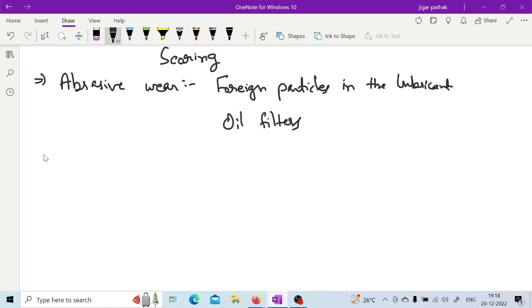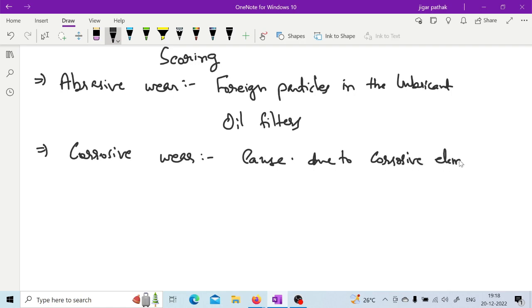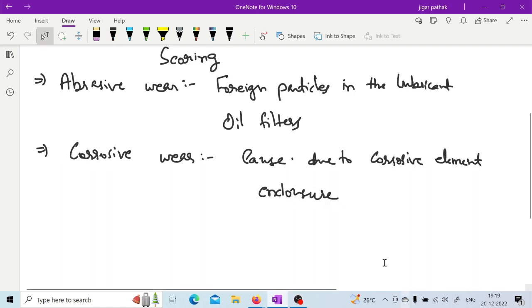Next is corrosive wear. It is caused by some corrosive element, actually some external contamination or some extreme pressure conditions. All these things are going to lead to corrosive wear, and in order to avoid it, we need to provide some complete enclosure or something like that.